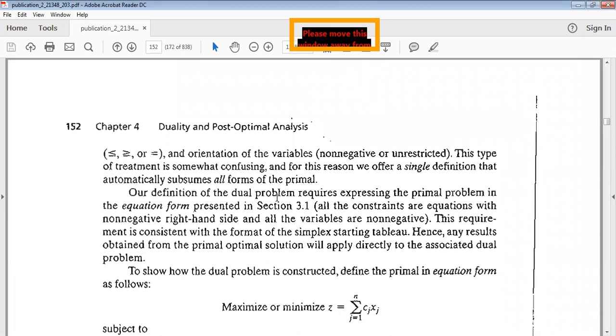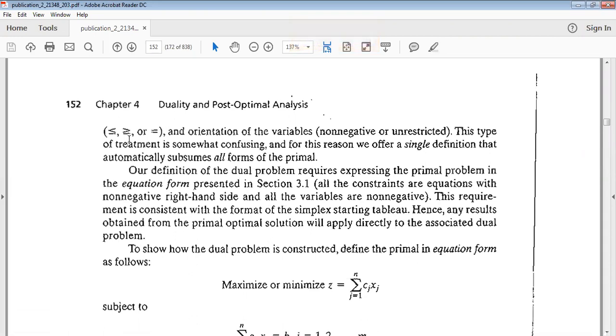Our definition of the primal problem and dual problem requires expressing the optimal problem in the equation form presented in section 3.1. All the constraints are equations with non-negative right hand side, and all the variables are non-negative. This requirement is consistent with the format of the simplex starting tableau. Hence, any results obtained from the primal optimal solution will apply directly to the associated dual problem. To show how the dual problem is constructed, define the primal in equation form as below.